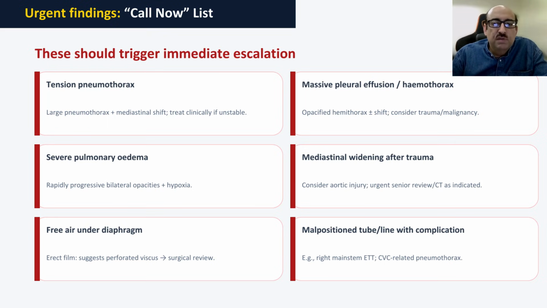Similarly, malpositioning of the tubes. If someone is an ICU patient or in a high dependency unit, or even a normal patient with a tube placement, and it doesn't look right, it has to be reported straight away. So these are some of the really important parameters to consider for red flags.